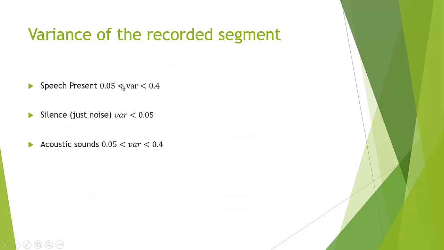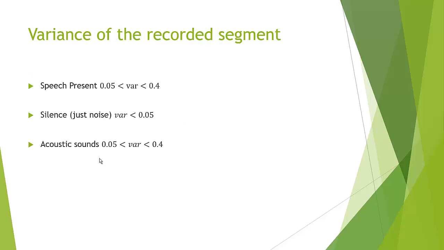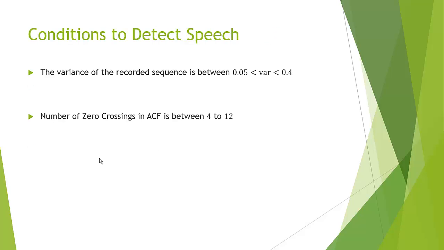Now we also looked into the second parameter, which was the variance. Variance corresponds to the amount of power in the segment. When there was any speech present, the variance was between 0.05 and 0.4, whereas when there is pure silence or probably noise, the variance was 0.05, and when there were some acoustic sounds like clapping or drums, the variance was again between 0.05 and 0.4. So using just variance, I cannot distinguish acoustic sounds and speech, but I can distinguish them using the number of zero crossings in the autocorrelation function.